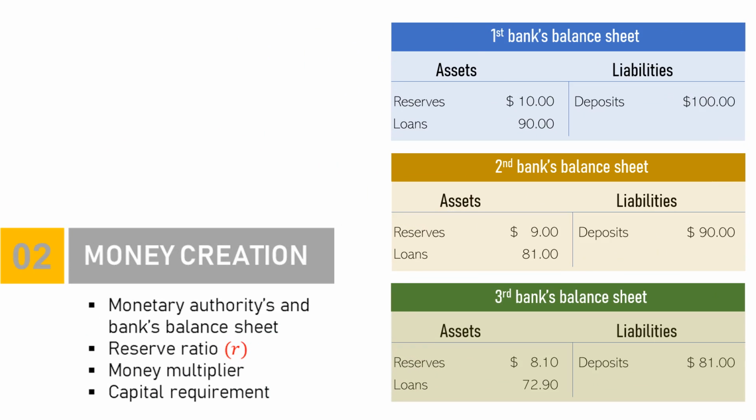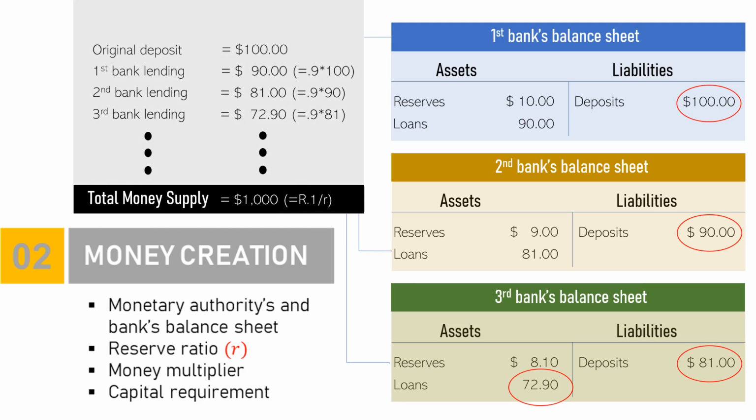We can easily observe total money or total deposits in all commercial banks are growing. Look at the figure circled red. Of course, it doesn't stop at Bank 3 in reality. New $72.90 loans from Bank 3 could create another deposit, and then another loan, another deposit, another loan, and so on. Therefore, from initial deposits of just $100, now total deposit in the economy is as much as $1,000 using geometric series formula. That is what we call money creation process.